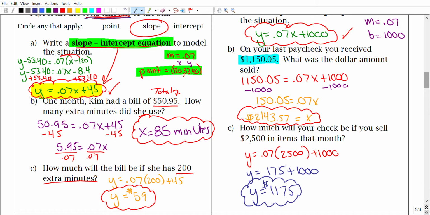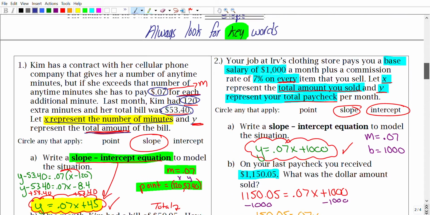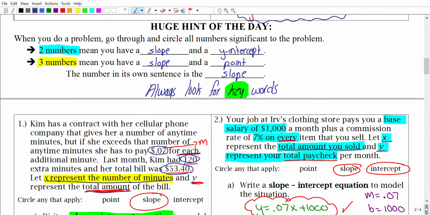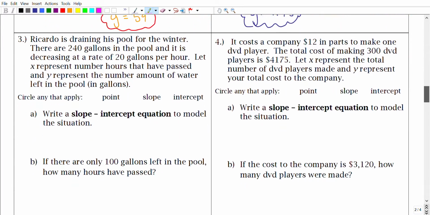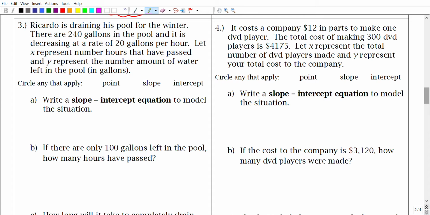Alright guys, so again, before you start trying out number 3 and 4, remember these 3 things right here, guys. Make sure you remember them. If you see 2 numbers in the entire problem, it's probably a slope and y-intercept. If you see 3 numbers, it's probably a slope and a point. If you see a number that's all by itself in one sentence, it's probably just the slope. And then always look for those keywords that we wrote up on top of the page to help you identify which is which. Okay? So go ahead and pause the video right now and try out number 3 and number 4.